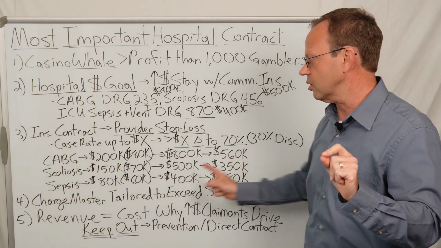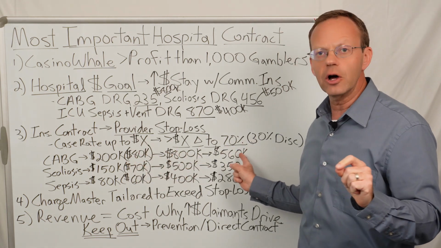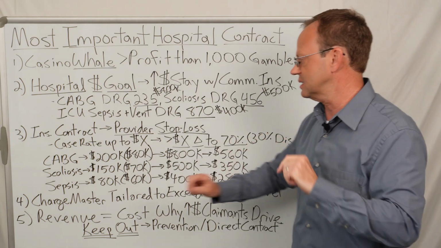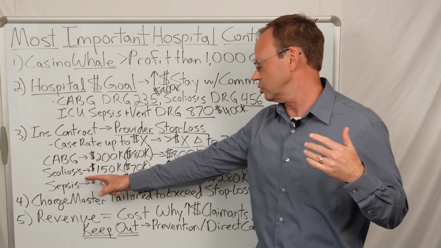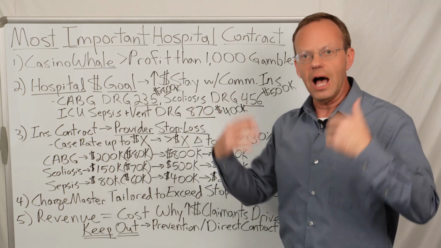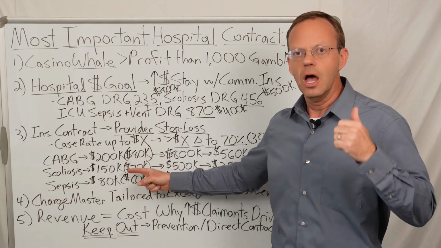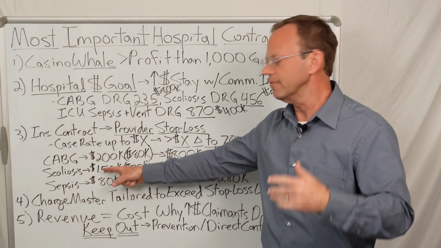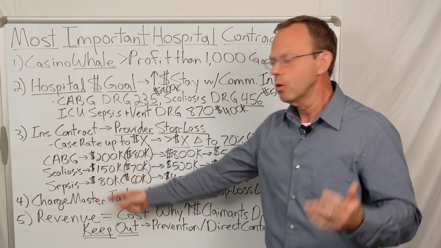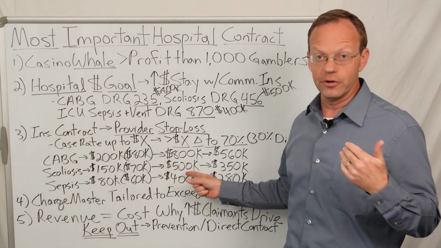Because of that stop-loss clause, the reimbursement went from $80,000 to $560,000. Okay, next example. For the scoliosis surgery, the provider stop-loss clause might say, okay, the hospital will accept a fixed case rate of $70,000 up to billed charges of $150,000. Well, in this example here, the billed charges were $500,000.